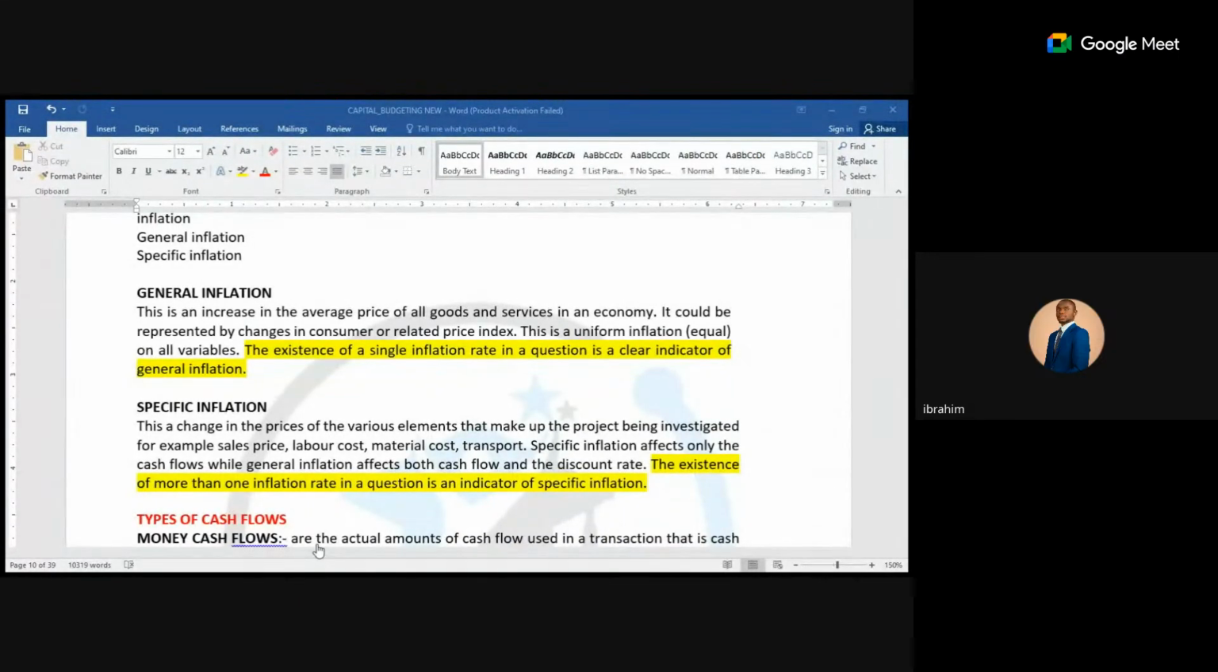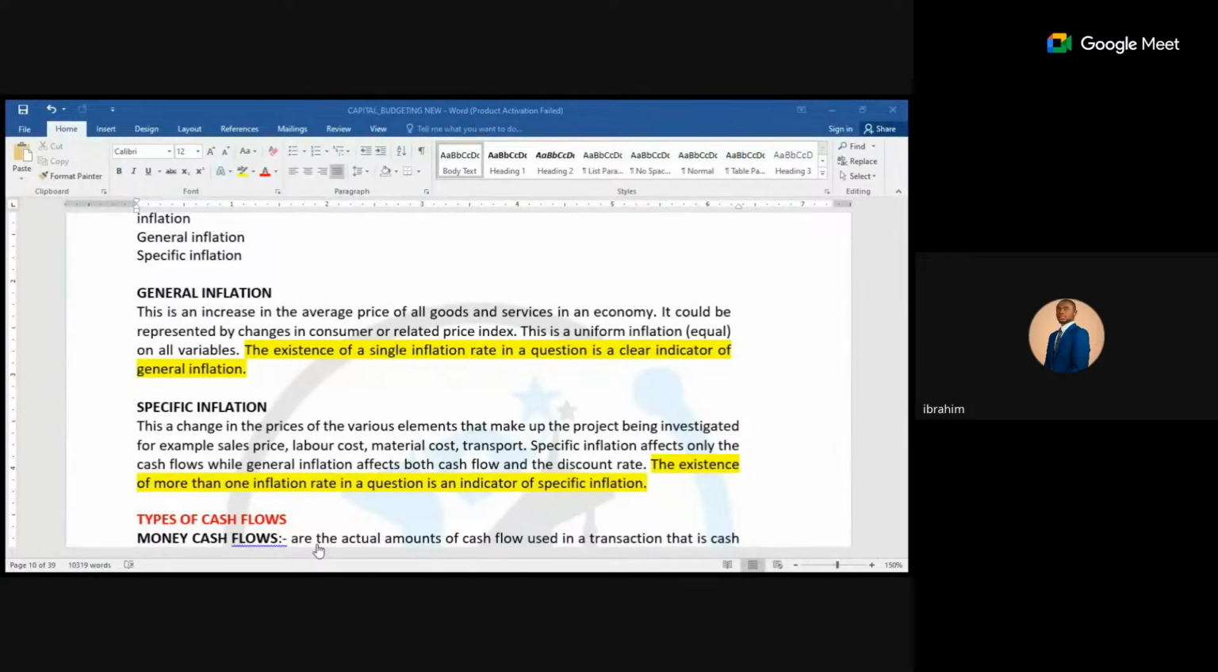So there's what we call general inflation and specific inflation. When you see the existence of a single inflation rate in a question, it is a clear indication of general inflation. In the question, they will tell you that the sales, variable cost and fixed cost increased by the same percentage, probably 3%. You should know that this is general inflation, even if I don't ask you to define it.